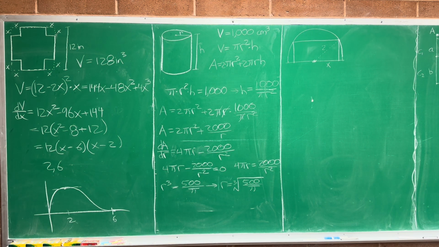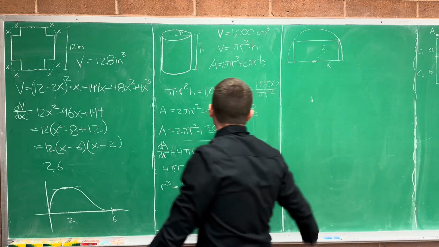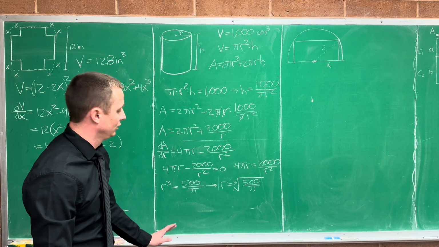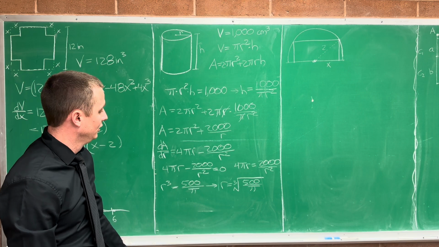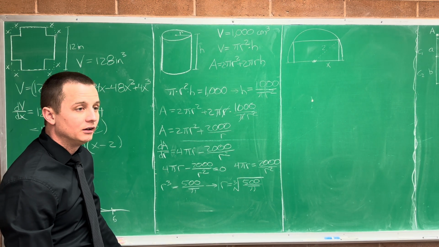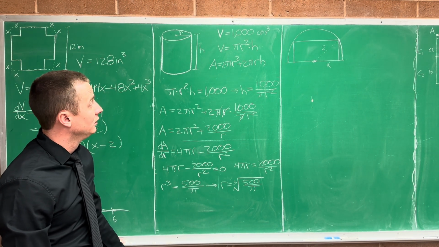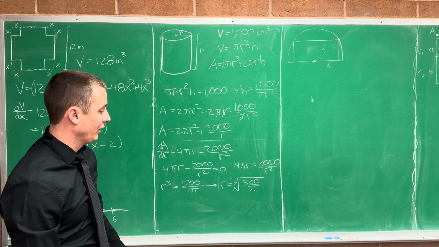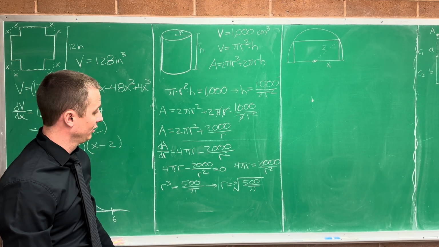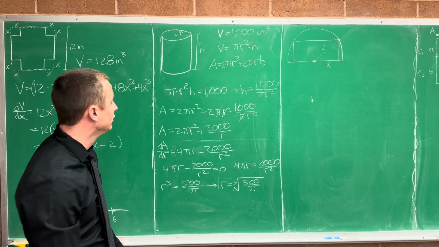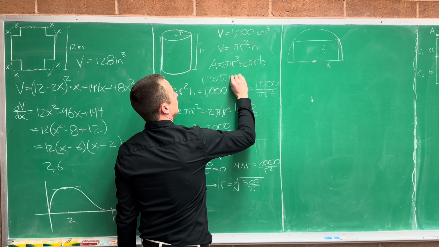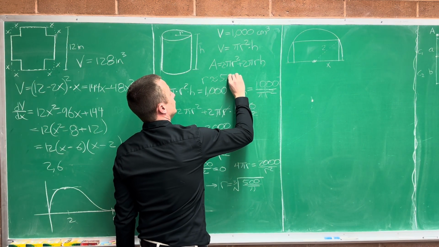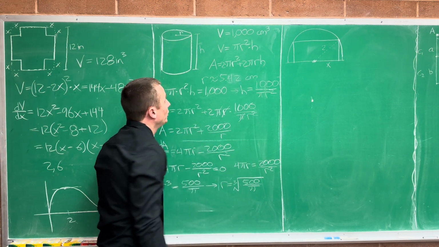And whatever that number comes out to is going to be, I think I left my calculator. But whatever that number comes out to, it's going to be in terms of centimeters. Yeah, 500 over pi cubed root, or to the 1/3. It'll be about 5.4. So r will be about 5.42 centimeters. And what will our height be?